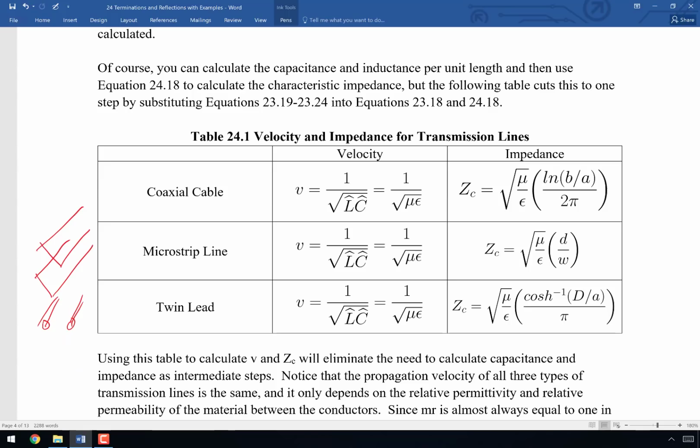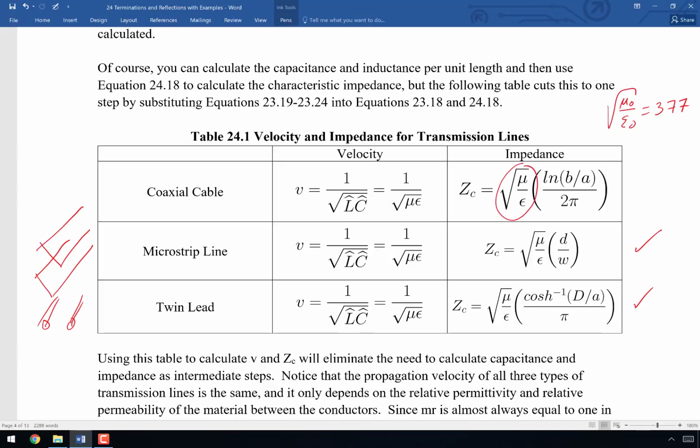You could do that, no problem, and if you needed L hat and C hat for some other purpose, you could certainly do that. But if you don't need L hat and C hat for any other purpose, now you've got these three equations here, which you can use to calculate the characteristic impedance in a single step. I just also wanted to draw your attention to the fact that, remember, the square root of mu sub 0 over epsilon 0 is 377, because that was the characteristic impedance of free space.